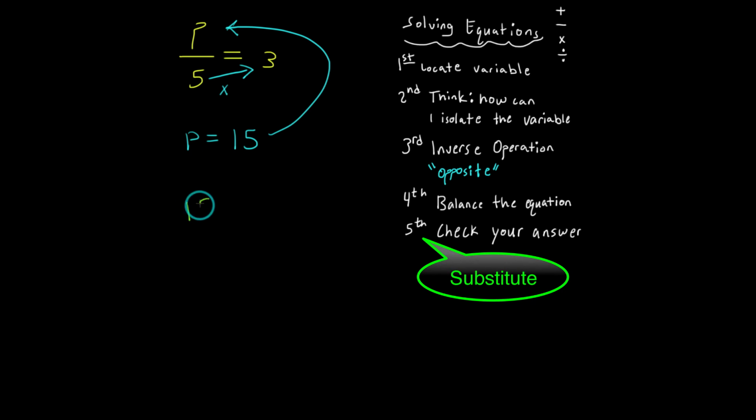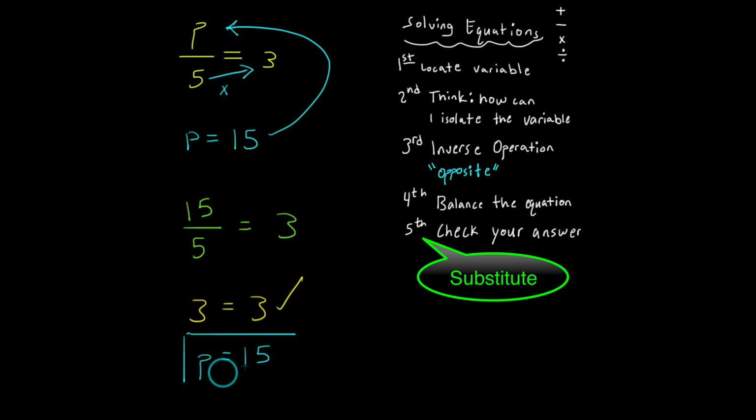So I have 15 divided by 5, and the equal sign, and 3. So 15 divided by 5 is equal to 3, but I want to check this work. 15 divided by 5, I'm going to change colors. That's 3, and 3 is equal to 3, which checks out. So the solution is p is equal to 15. And I'm going to box this solution up.